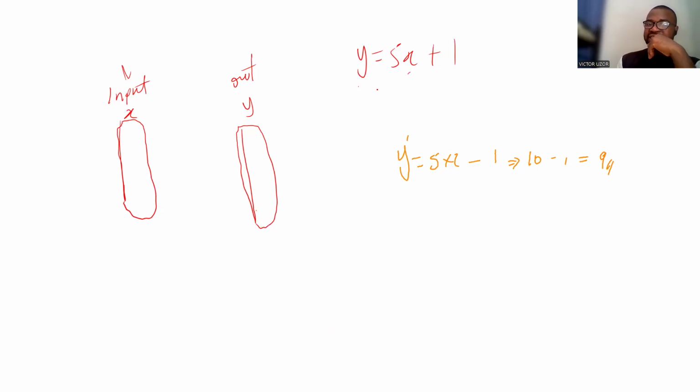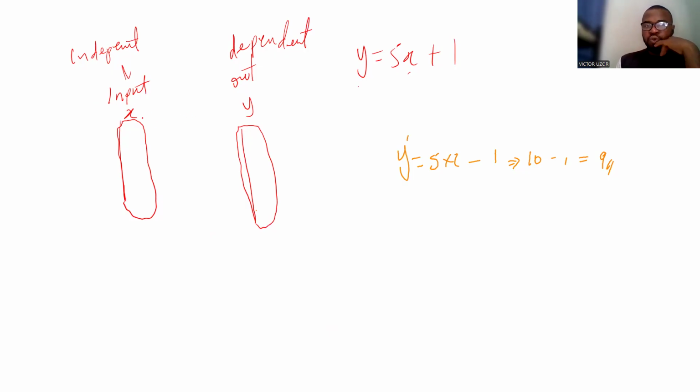So we say that x is independent. X is independent. It does not actually need y. Why? For y to exist, you need x. So y is dependent. Y is the dependent variable, and the independent variable is x.